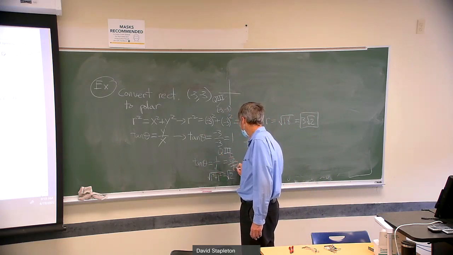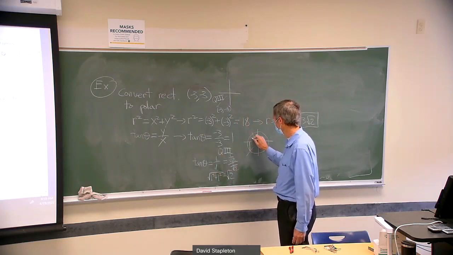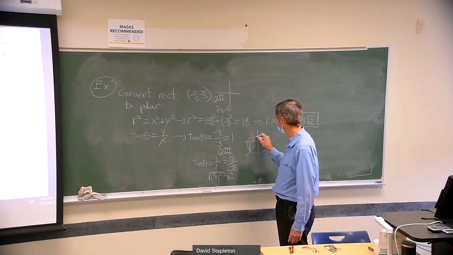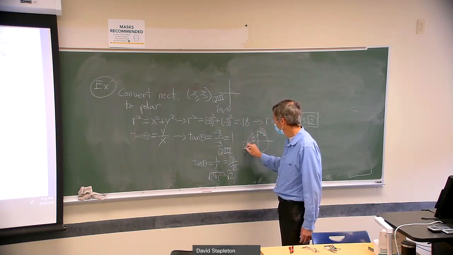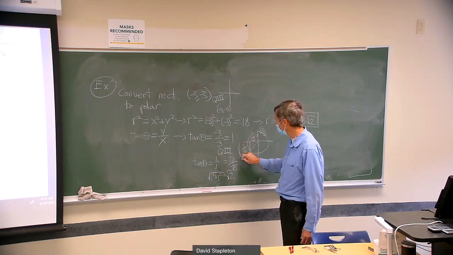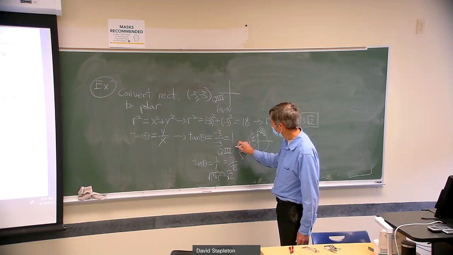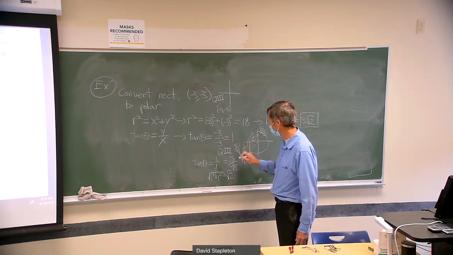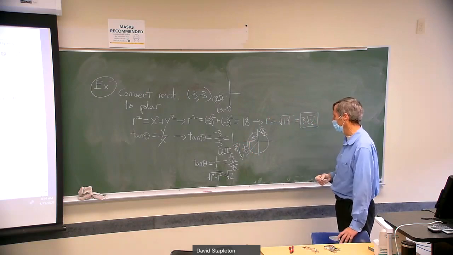And I recognize those as being from a 45, 45, 90 triangle, right? 1 over square root 2 or square root 2 over 2 is the same number. That's a 45, 45 triangle, so this angle here must be 45 degrees. Probably I'll ask you for radians on these polar coordinate problems, so I'll say that's pi over 4.